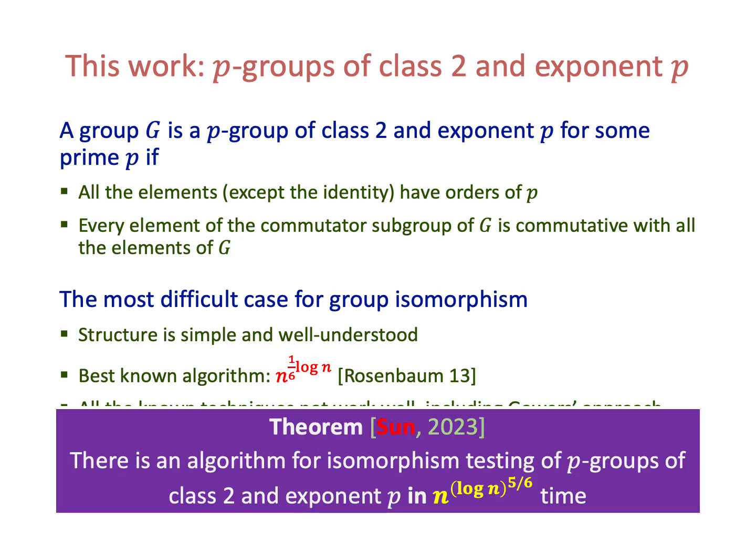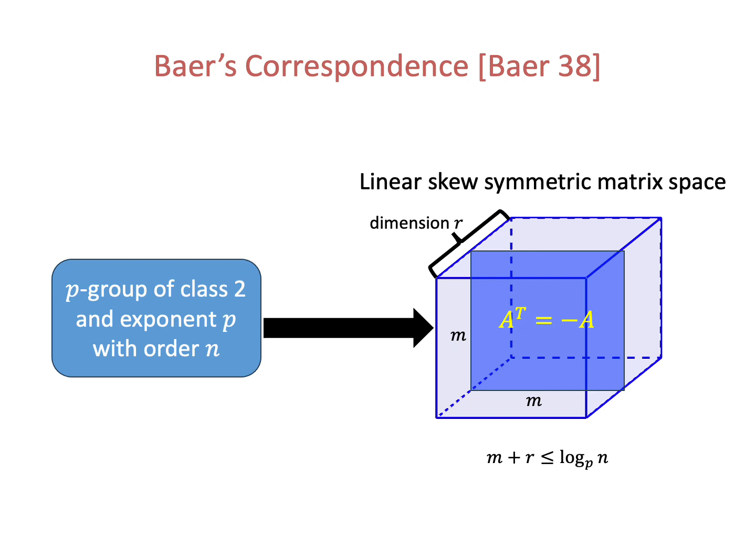As our main result, we give an algorithm for p-groups of class 2 and exponent p with running time n to a power of (log n)^(5/6). Our result makes use of a structural property for p-groups of class 2 and exponent p, called Baer correspondence. Baer correspondence shows that every p-group of class 2 and exponent p corresponds to a linear space of matrices over the finite field F_p. In this linear space, every matrix is a skew-symmetric matrix. The matrix transpose equals its negative.